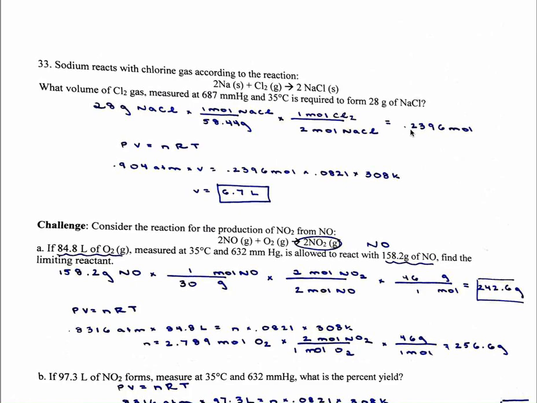Now what I can do is plug in my moles of Cl2, plug it into PV equals nRT, and solve for V. So I know my pressure. I don't know my volume, which I'm trying to solve for. I know my moles, I know that, and I know that. So I was able to solve for my volume based on the number of moles of Cl2, which I got from the grams of NaCl.